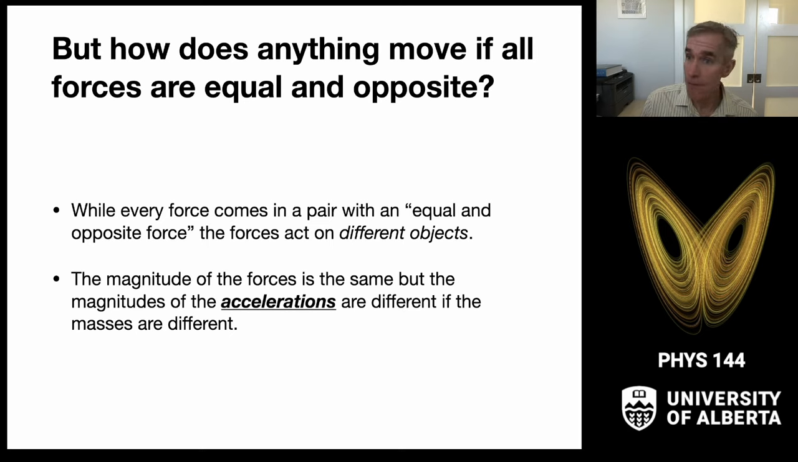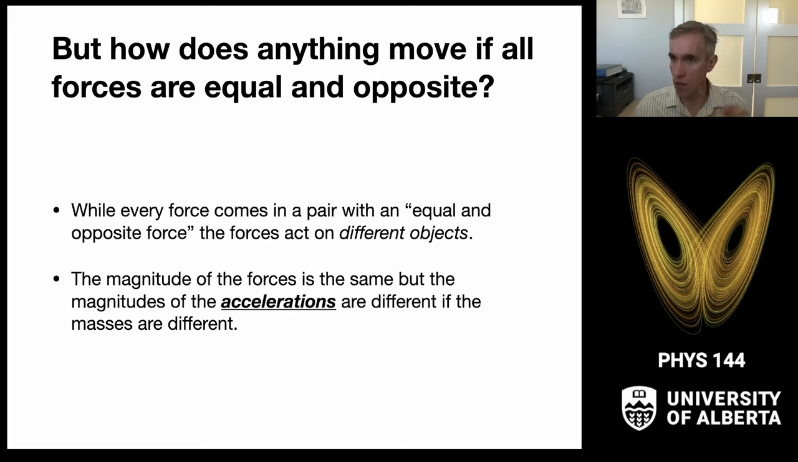So this raises the question: if everything has an equal and opposite force, how does anything move at all? Well, the key is to come back to the idea that these action-reaction pairs act on different objects. That's important because while the forces between two objects are the same, the accelerations are going to be different because the masses are different.